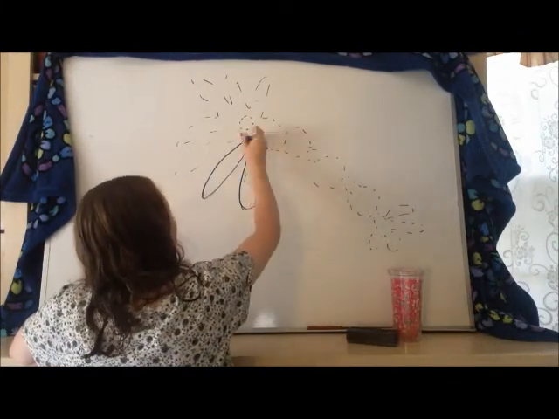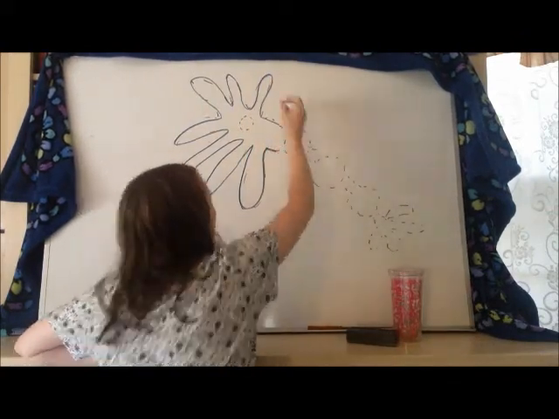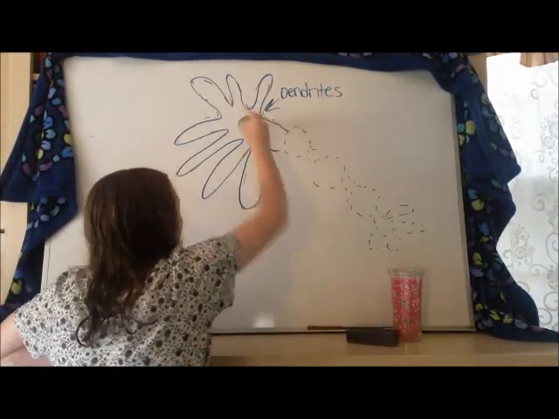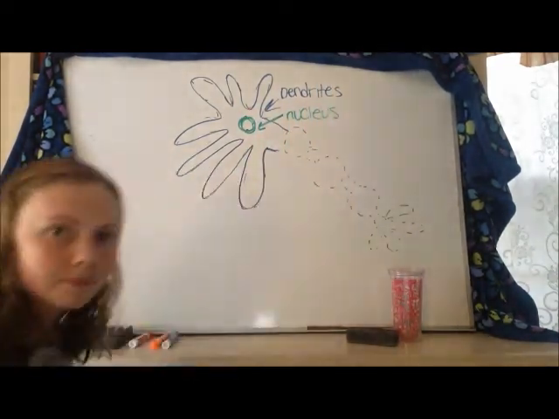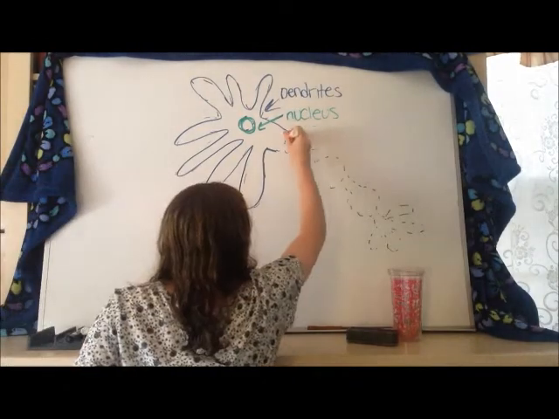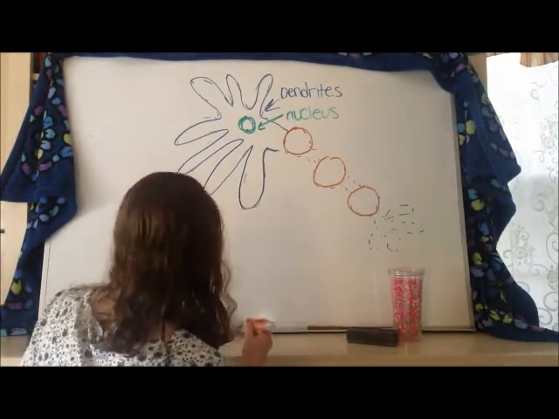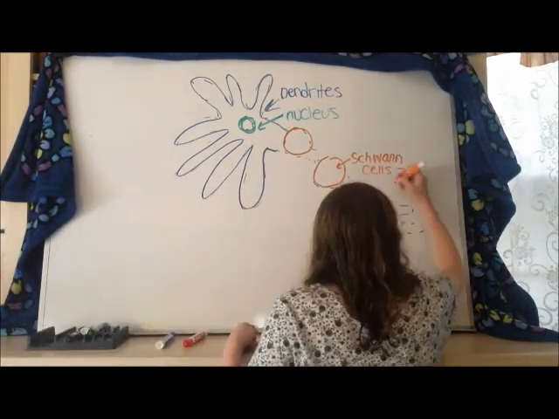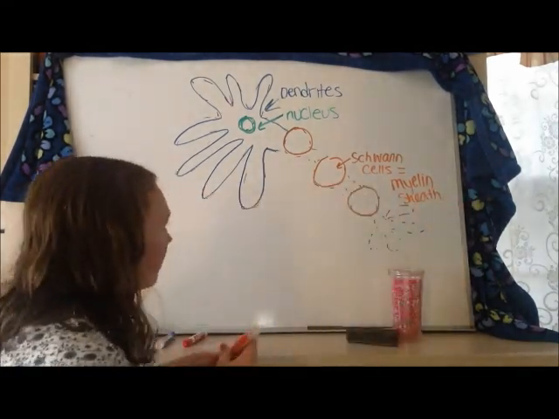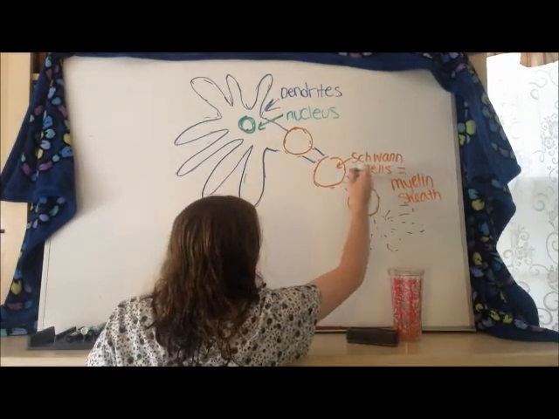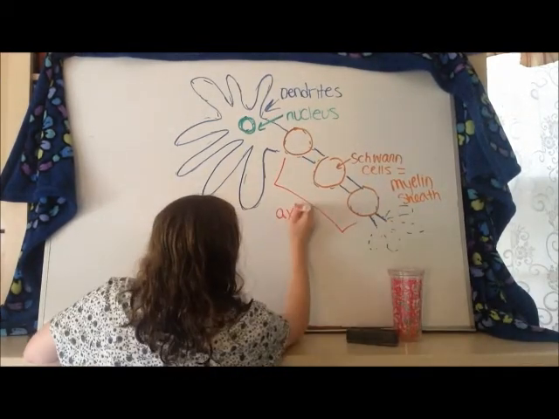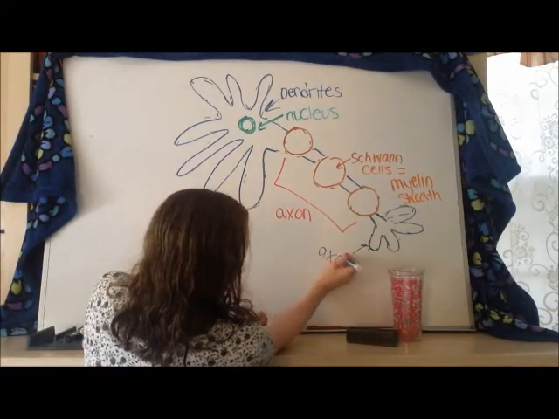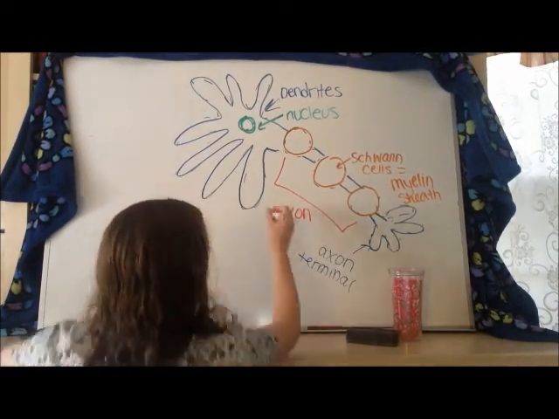First of all, we have the dendrites, which reach out and receive messages from other nerve cells. We also have the nucleus inside the cell body. These orange circles are called the Schwann cells, and altogether they make up the myelin sheath, which covers the axon. The axon is where action potential takes place. Finally, we have the axon terminals, which send out messages to the dendrites of other nerve cells.